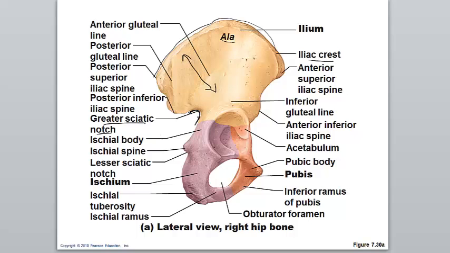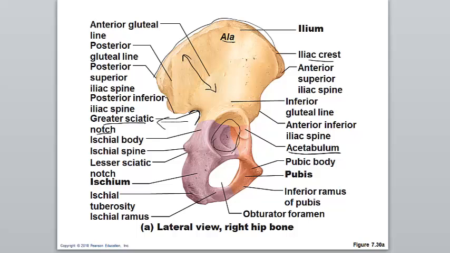When you have greater sciatic notch, automatically this end should be posterior towards the sacrum. This space that you see over here is formed by all three bones, and this is where the head of the femur sits in. It's called the acetabulum. The next type of bone that forms your hip bone is your ischium.